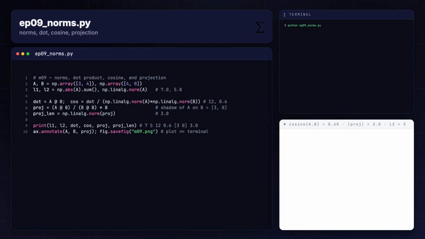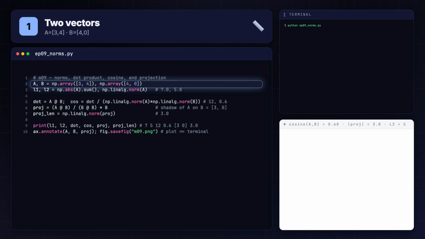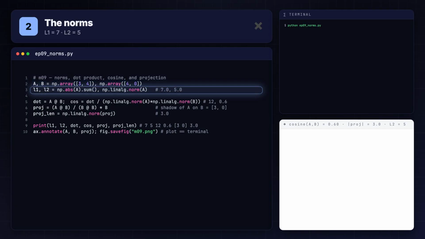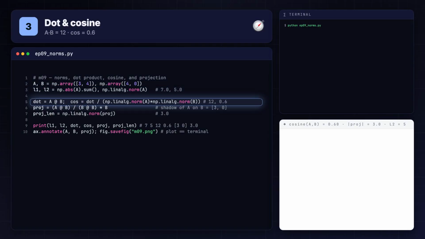Here's the whole thing in one file. We take two concrete vectors, measure their norms, their dot product, their cosine, and draw the projection of one onto the other. We define a and b as fixed 2D vectors, so the numbers are exact. We compute the L1 and L2 norms of a. We compute the dot product, and from it the cosine similarity.